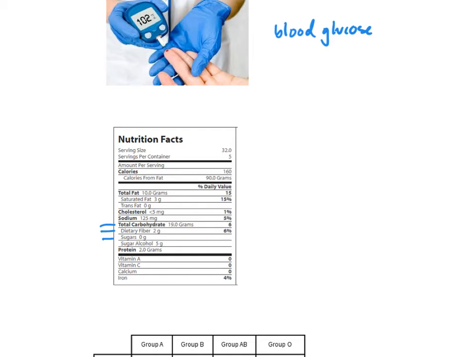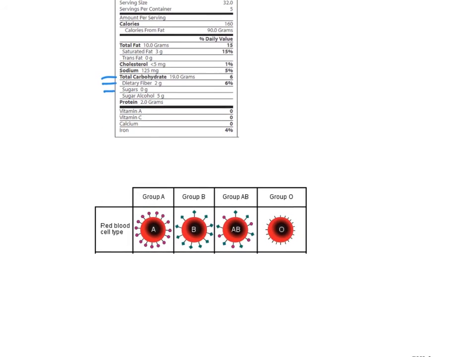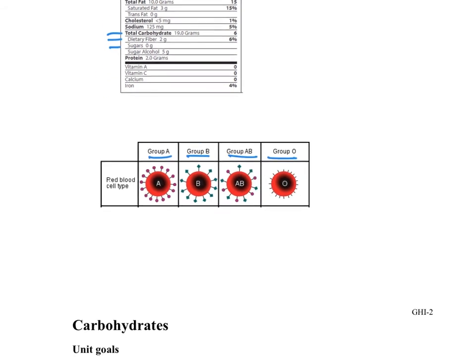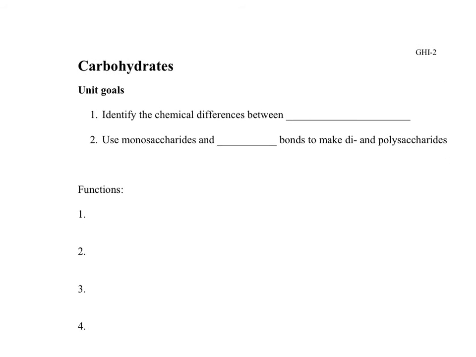Lastly, we've got the fact that the cells in our body are often coated with sugars. For instance, we have different types of blood groups on the surface of your erythrocytes. Maybe you're an A blood type or a B blood type or AB or even O. This is all determined by the sugars that we have attached to the surfaces of our cells. Okay, let's get into our notes.